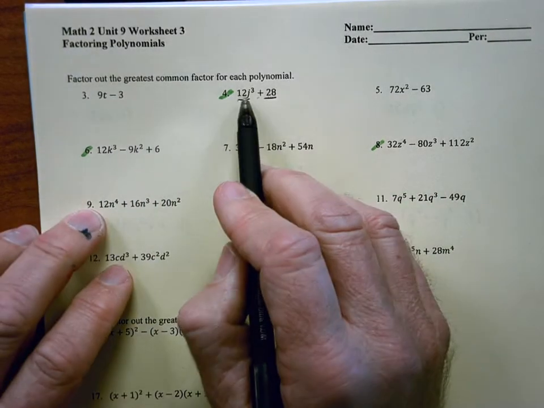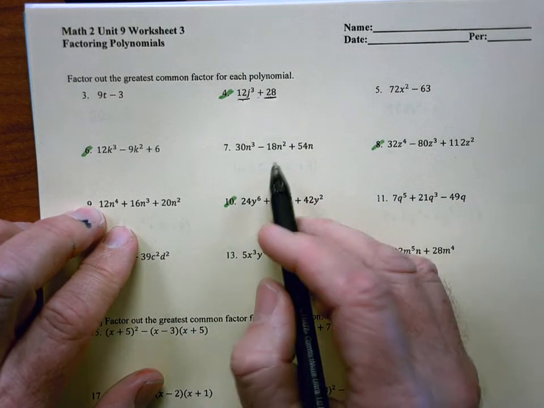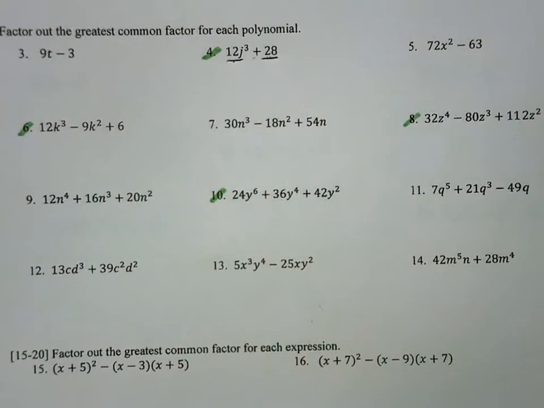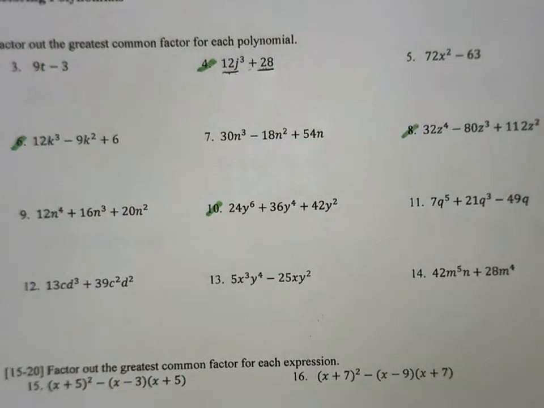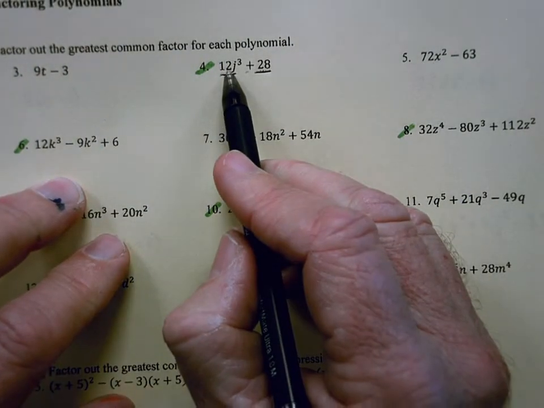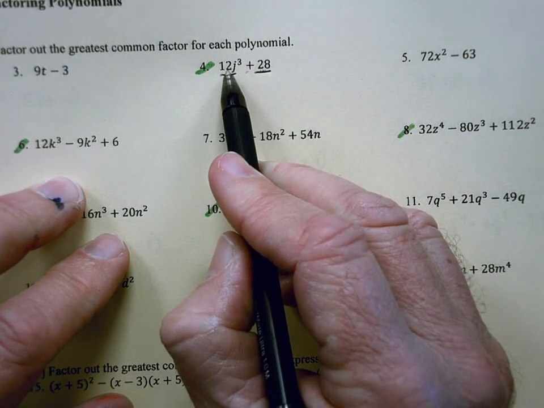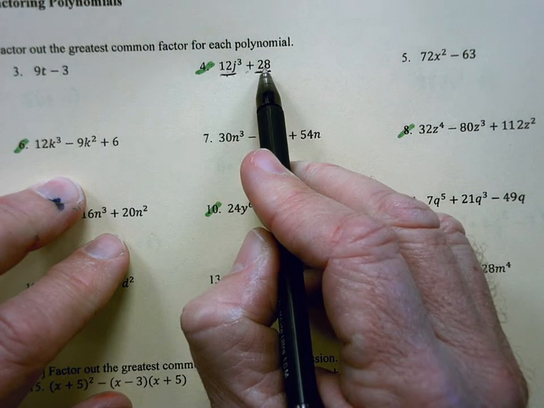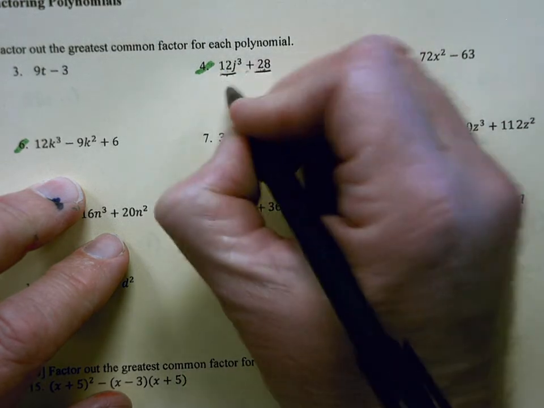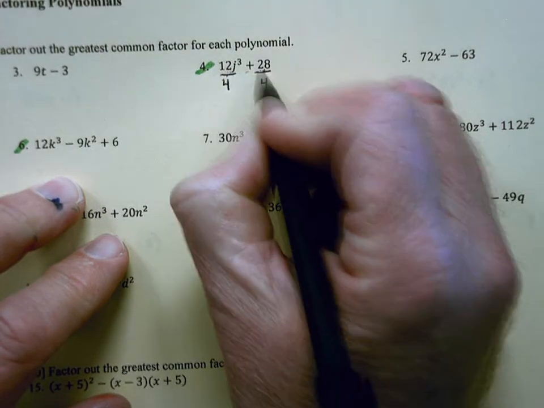So let's take a look at the numbers first, which is a 12 and a 28. And what we want to do is find the largest number. Let me zoom it in for a second here. The largest number that divides into both 12 and 28. Okay, so what is that? All right, well, what divides into 12? Well, 12 divides into 12, but it doesn't go into 28. 6 divides into 12, but it does not go into 28. Okay, 4 divides into 12, and 4 also divides into 28. So we are going to divide both terms here by 4.